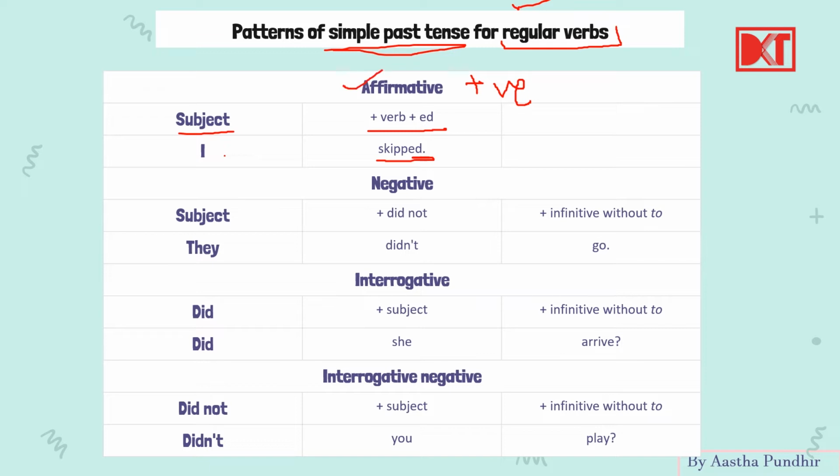Then again negative है. Negative के लिए did not. Subject plus did not. Did not क्योंकि past का हम बता रहे हैं. Did not plus the infinitive without to. Infinitive मतलब the original form of the verb.